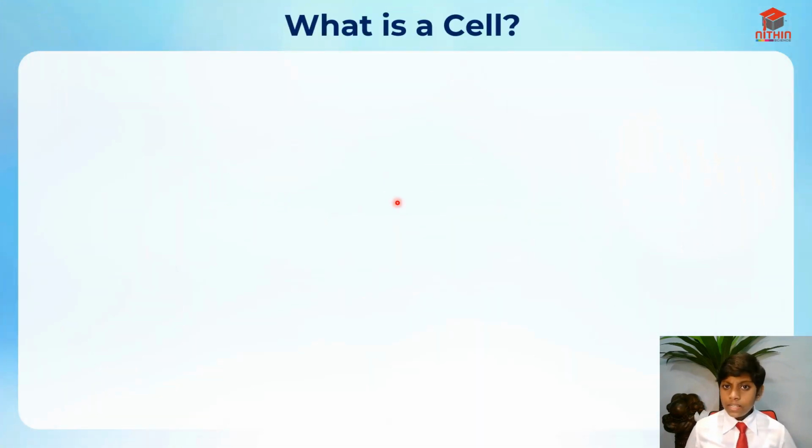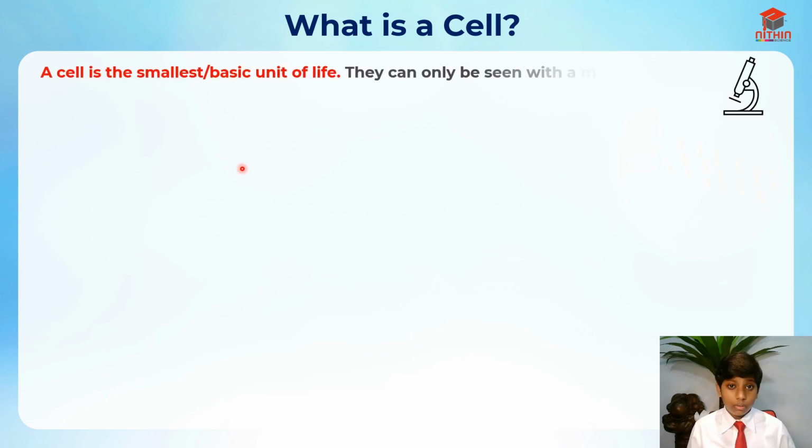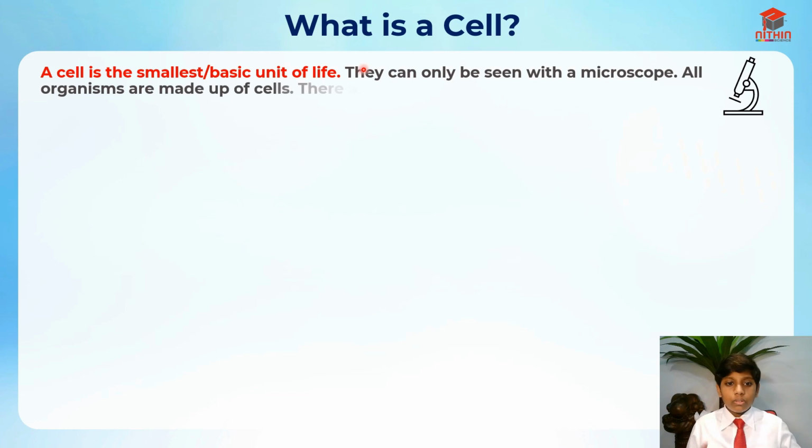So basically, what is a cell? A cell is basically the smallest or the basic unit of life. They can only be seen with a microscope. What is a microscope? This is a microscope over here. We need to use a microscope in order to see the cell.